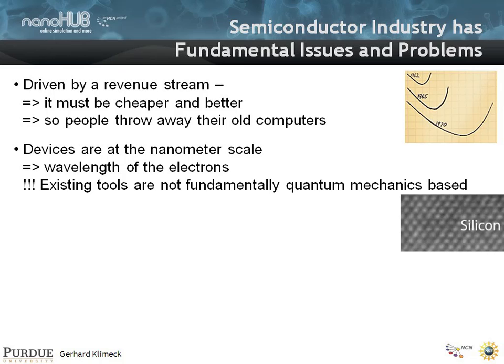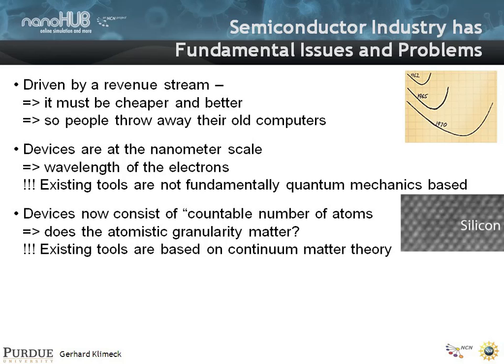The devices are already at the nanometer scale. The wavelength of the electrons is comparable to the device scale. That means the existing tools are fundamentally not suited because they're not quantum mechanics based. I mean, they can be tuned to give you some insight or some scaling capability, but they cannot lead you from one device to the next and be predictive because they are not quantum mechanical.